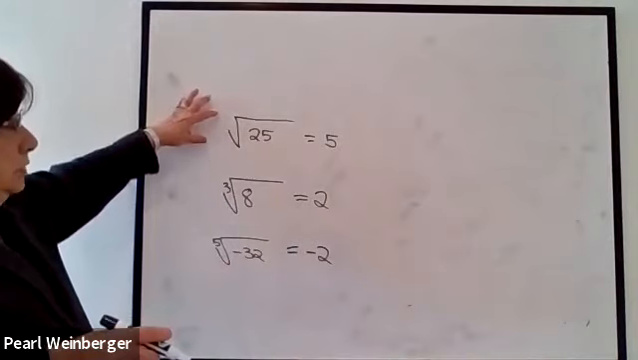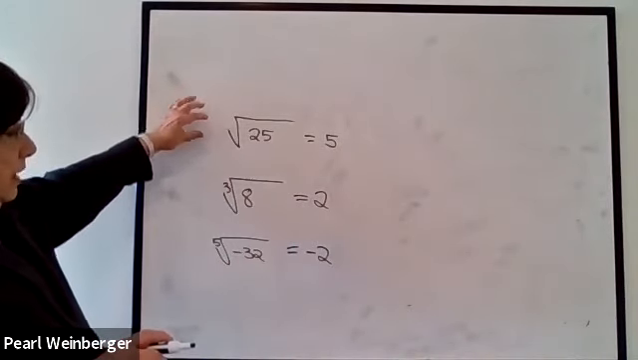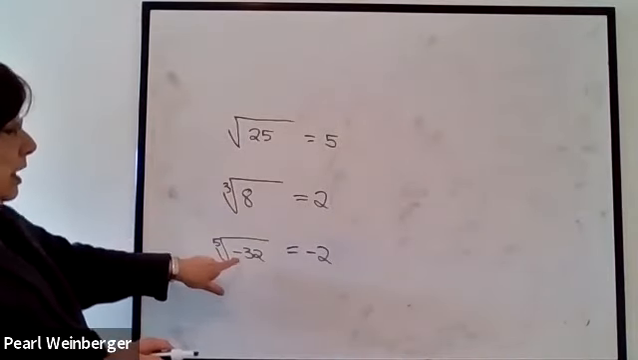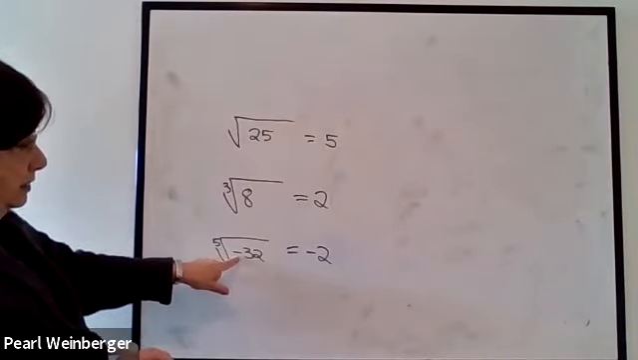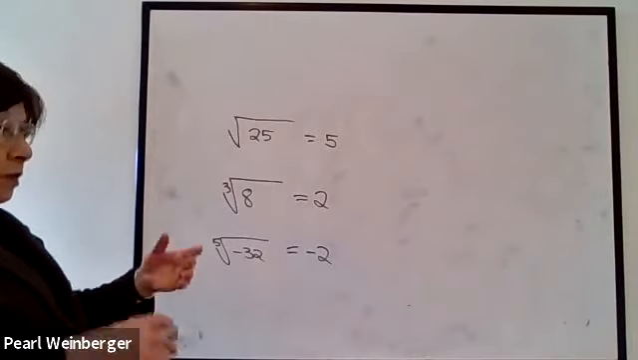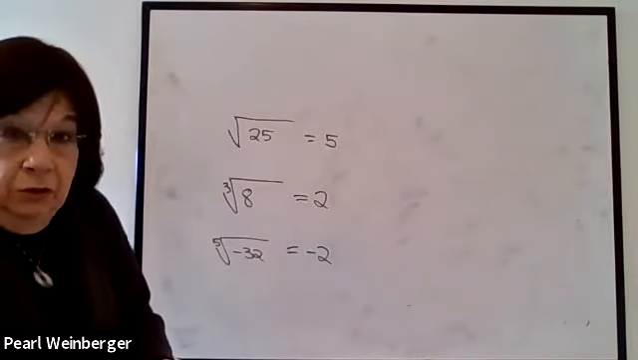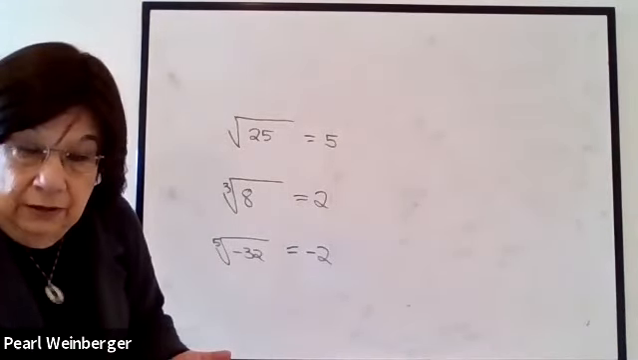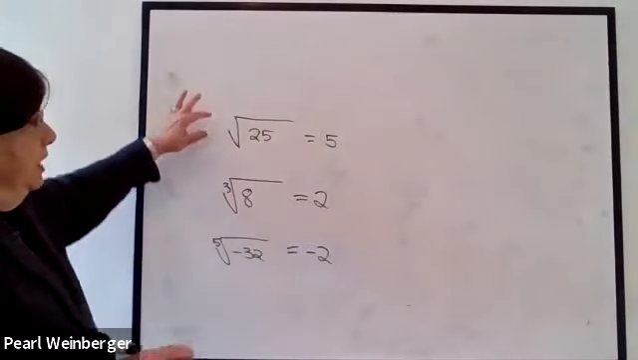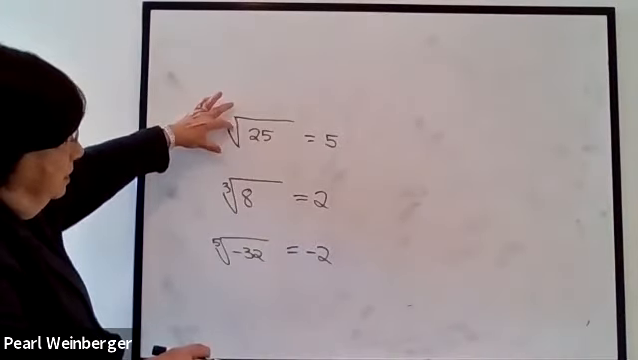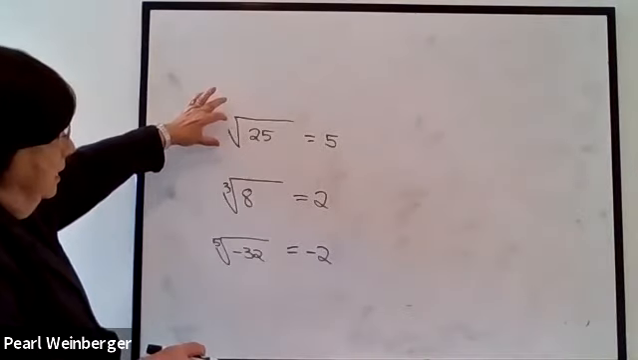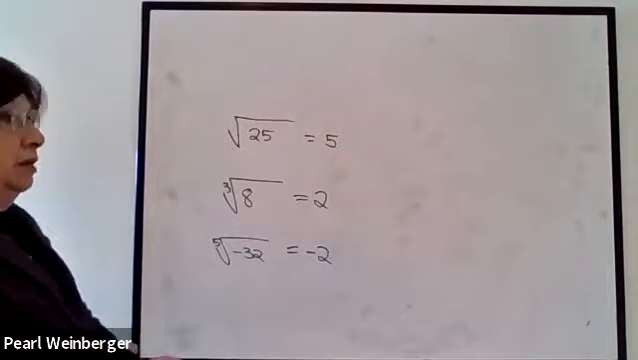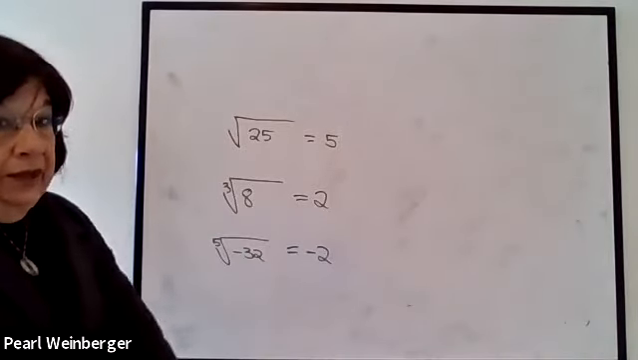And what's interesting is that when I have an index that's odd, I can have a negative sign inside my radical, because if you multiply a negative number an odd number of times, your answer is going to be negative. But when you have an even index, like this one whose index is 2, you cannot have a negative number inside your radical, not to get what we call a real answer.